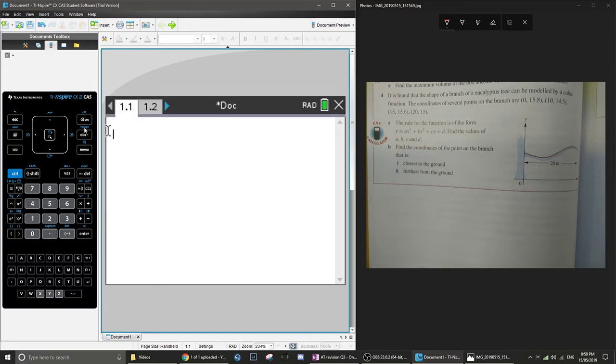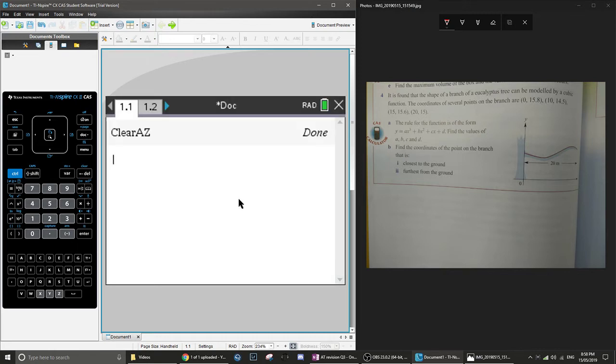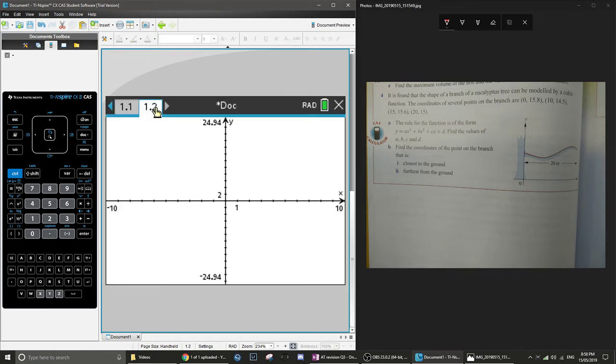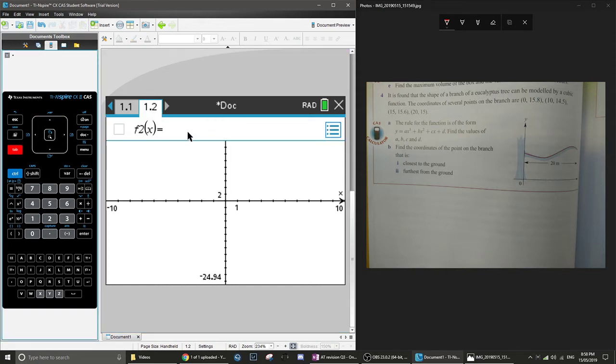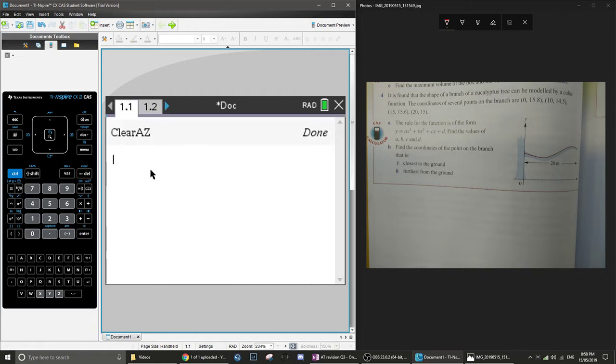First off the bat, document, menu, actions. Clear our history so it clears our screen. Menu, actions, clear A to Z, so we clear our variables so we don't have any issues. Go back, add some, clear that out. Okay, so I'm ready to go.